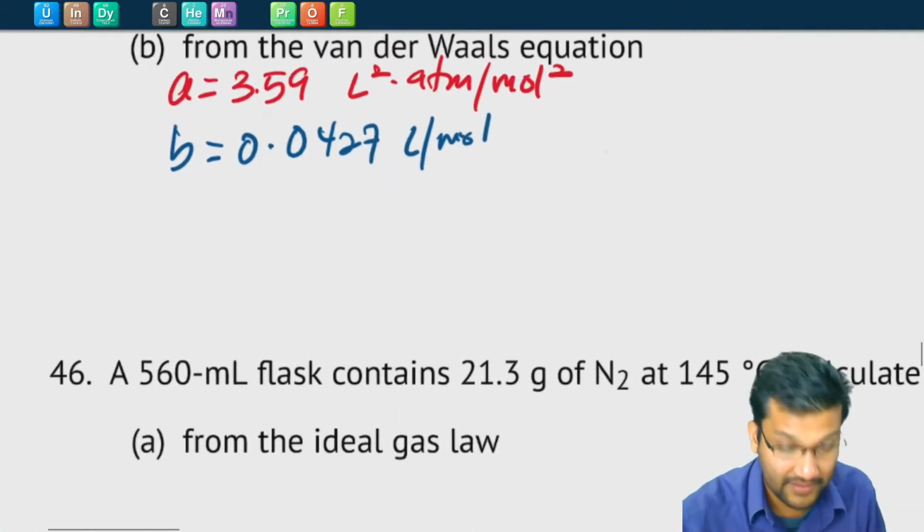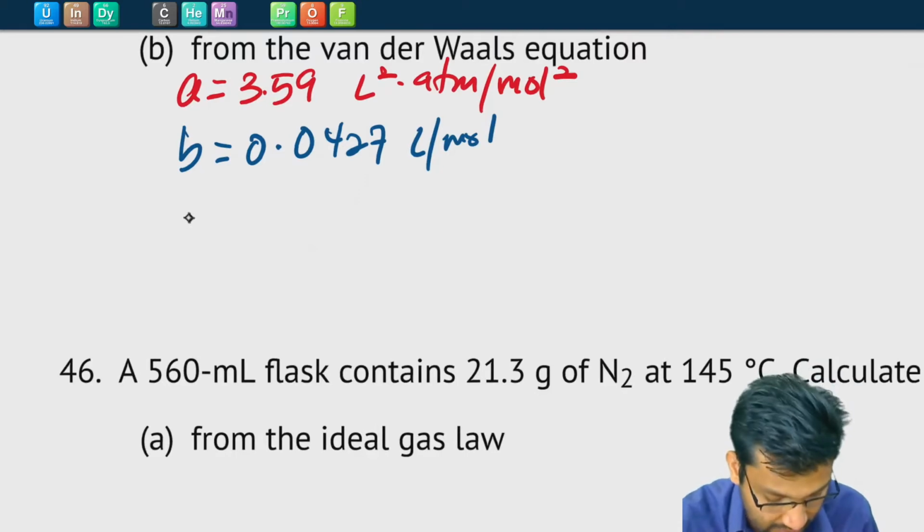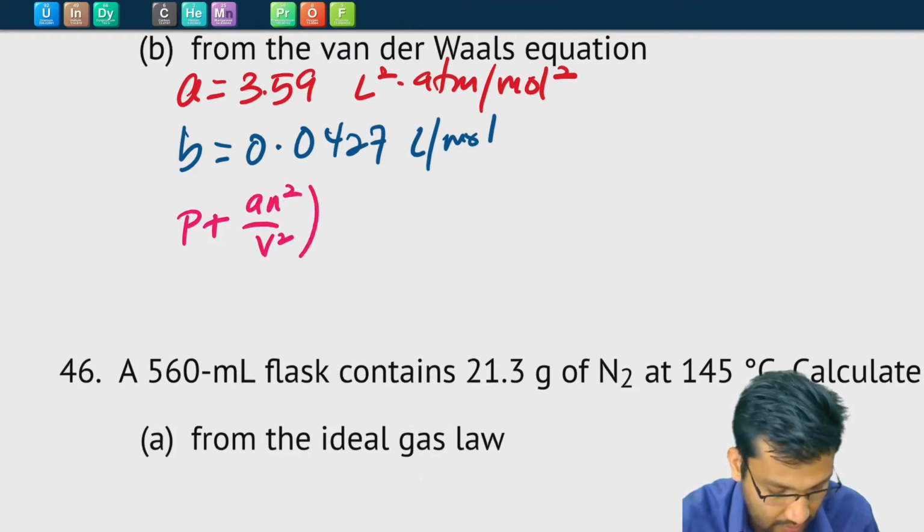So let's use the van der Waals equation now with these constants included. We know that the van der Waals equation has P plus AN squared over V squared, right? All of that times V minus NB is equal to nRT.